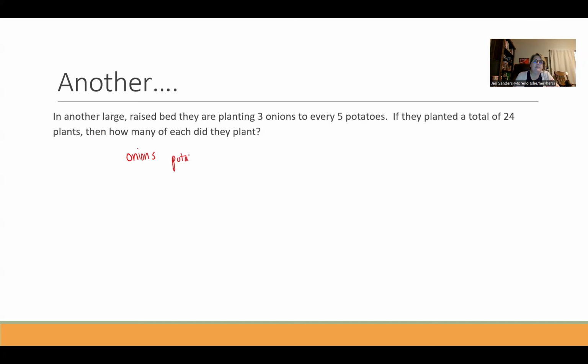So onions and potatoes. Okay, and it was 3 to 5. Now, if you pay attention, it didn't tell us how many potatoes or how many onions, like in the last problem when we were trying to get to 12 for tomatoes. It says if they planted a total of 24. Okay. So my suggestion, if they're talking about a total, is let's make an extra column. And this extra column is going to be our total column.